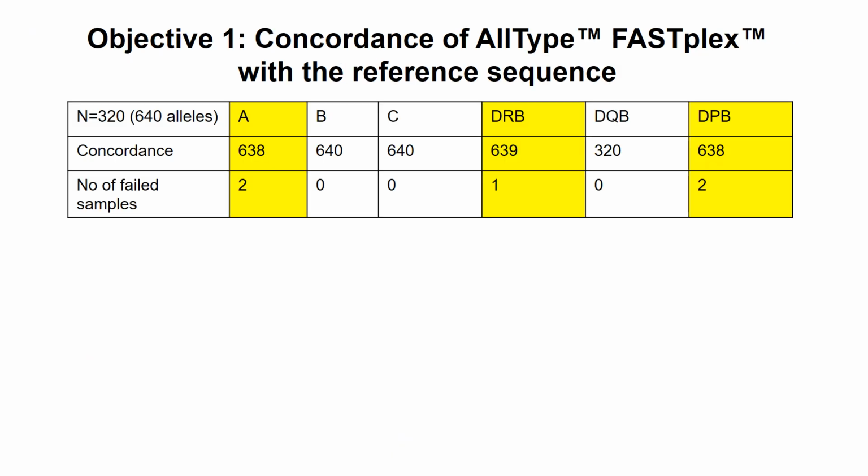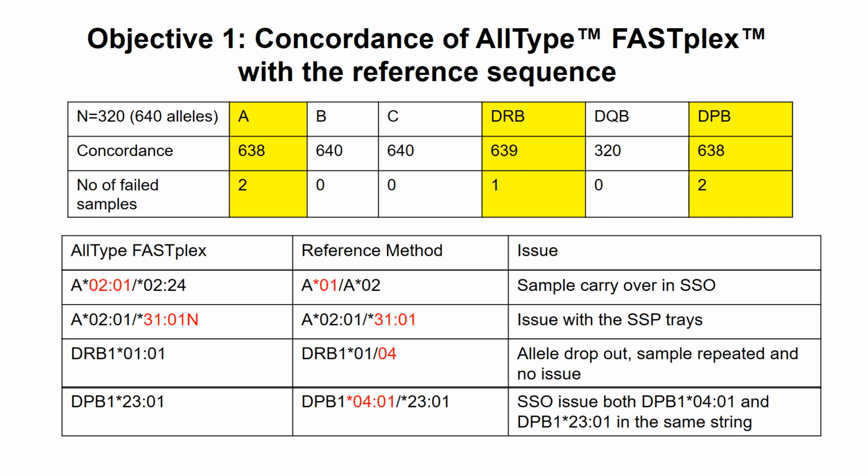During our validation, we used 320 samples, which is equivalent to 640 alleles, from our banked DNA, which had been previously typed by high resolution and medium resolution typing. Allele frequency of these samples was calculated and samples were selected to ensure we had more than 80% coverage of all common alleles. Out of the 640 alleles that we tested, we found 5 discordant results: 2 in HLA-A, 1 in DRB1, and 2 in DPB1.